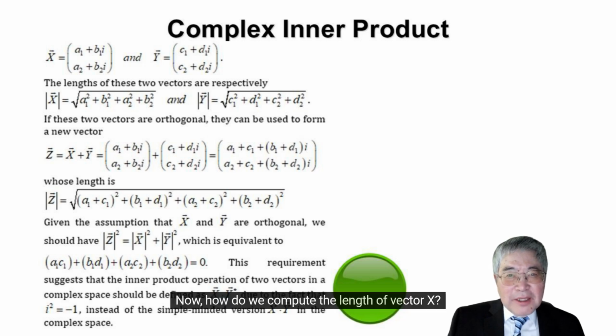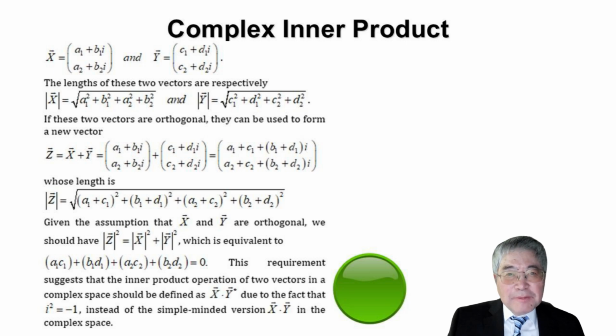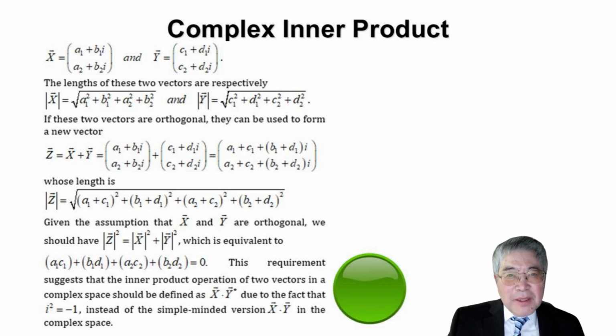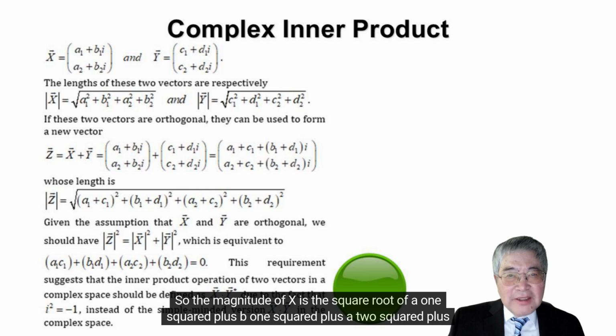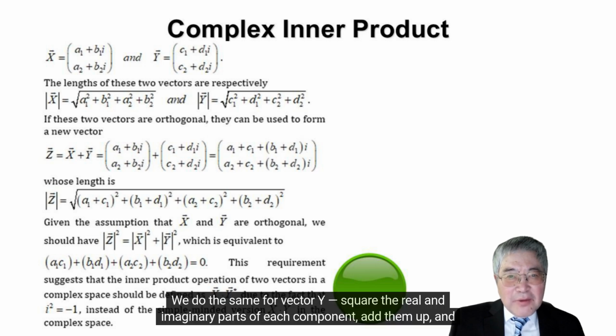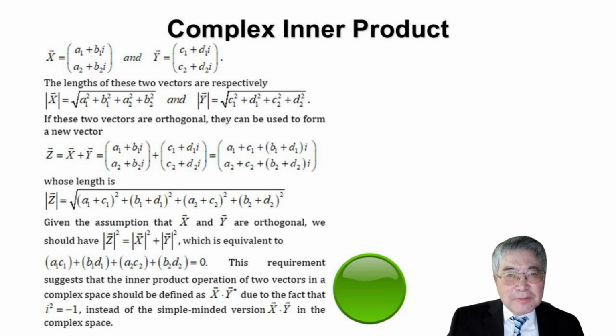Now, how do we compute the length of vector x? In complex space, we use the sum of the squared magnitudes of each component. So the magnitude of x is the square root of a1 squared plus b1 squared plus a2 squared plus b2 squared. We do the same for vector y. Square the real and imaginary parts of each component, add them up, and then take the square root.